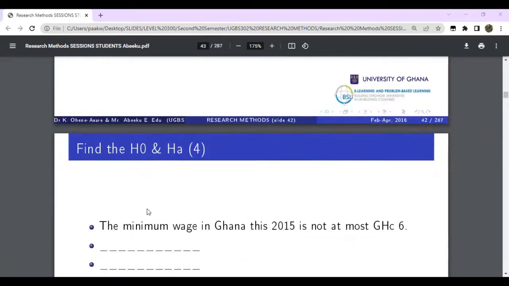The minimum wage in Ghana this 2015 is not at most 6 cedis. Not at most. At most means that H0: mu is less than or equal to 6, making the HA greater than 6. So when you are reading and you want to formulate your hypothesis and you come across "not", never mind that "not".